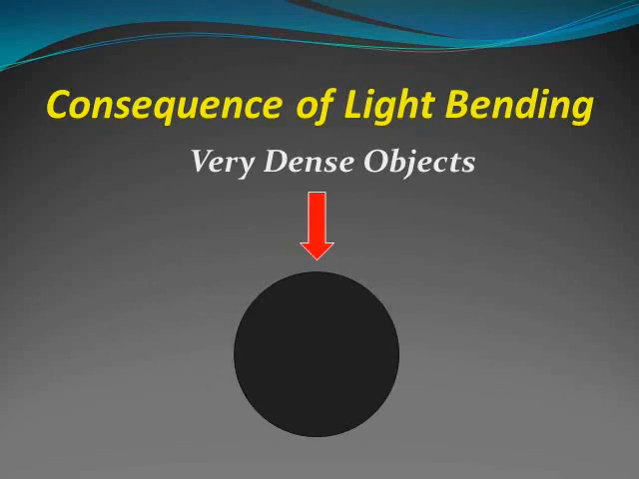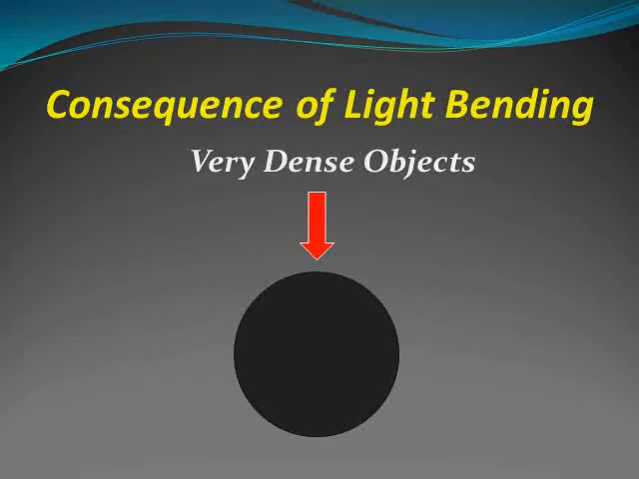If one compresses enough matter into a small space, then the force of gravity will be so strong that even light cannot escape. It will be bent back towards the massive object. To someone on the outside, this massive object will appear black, since light cannot escape. It is called a black hole.